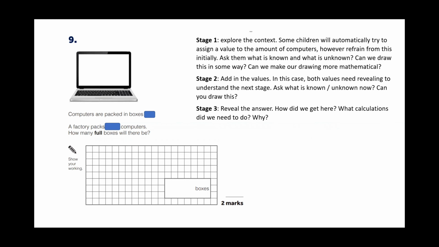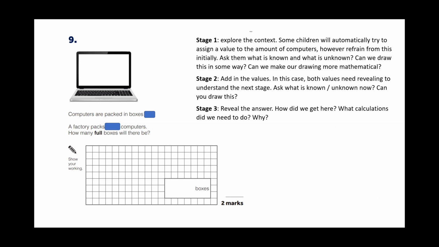This one is from the latest round of Pixel assessments in Year 5, and only 36% of pupils answered it correctly across the trust. You may want to pause the video and consider why this is. Where might the lack of understanding be? Now consider what's known and unknown. Ask how you might represent this. Can their drawing be made more mathematical?